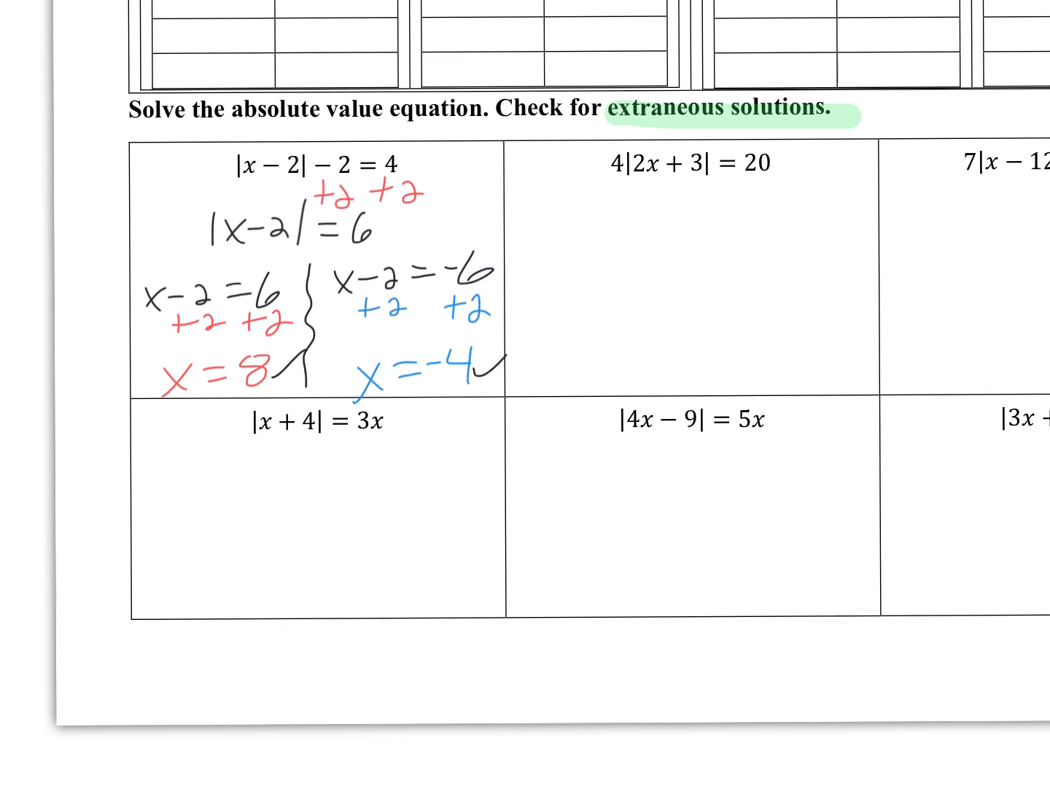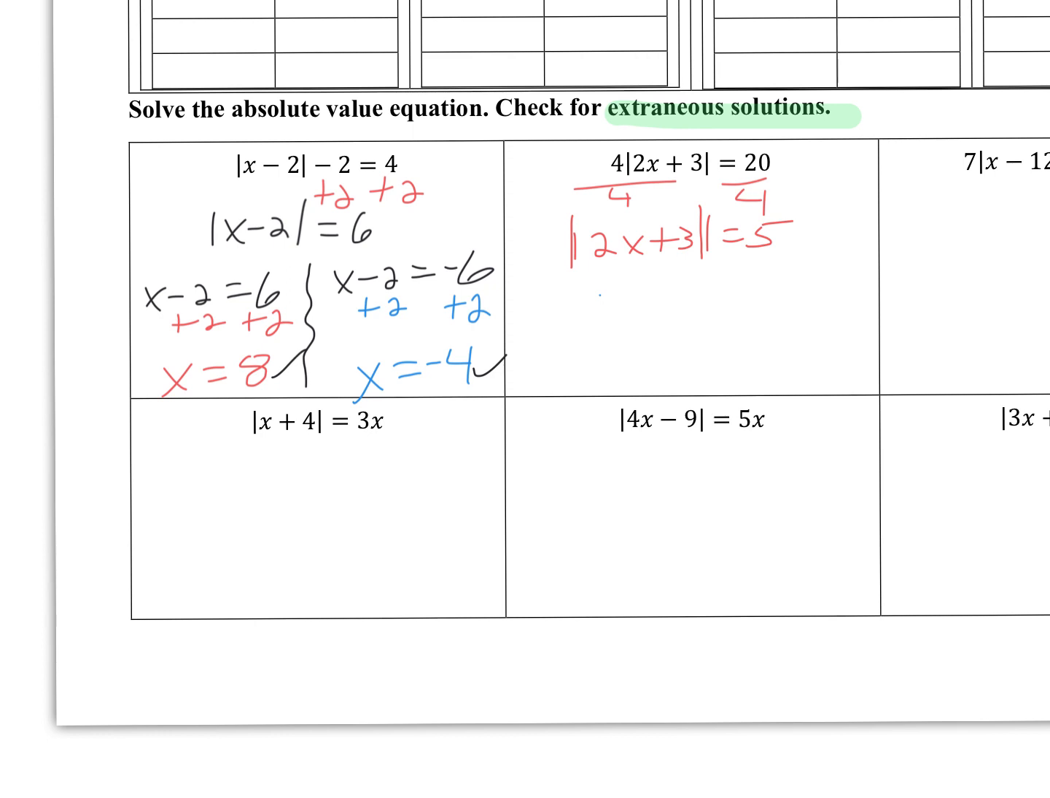All right, moving over to this one. Again, a couple different ways you can work this, but we could go ahead and get this absolute value by itself by dividing by the 4. We just need to remember to do that on both sides. Okay, when you do that, you're just going to be left with the absolute value of 2x plus 3 equals 5. Okay, let me make that a little bit more pronounced. That's the absolute value. So we're going to take the 2x plus 3 and set it equal to 5, and 2x plus 3 and set it equal to negative 5.